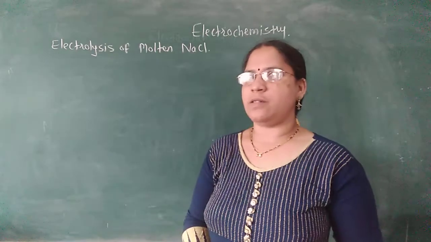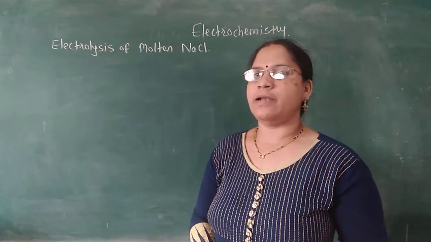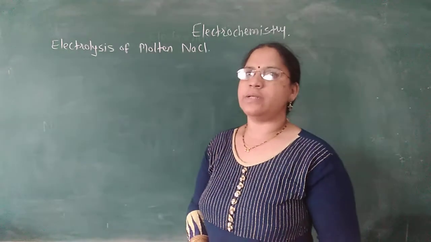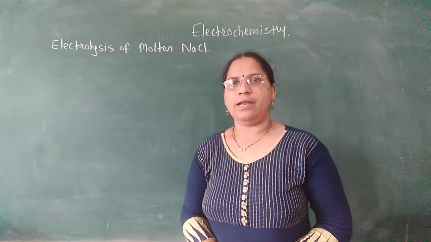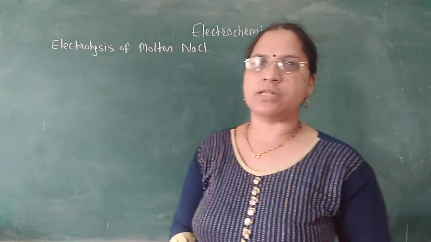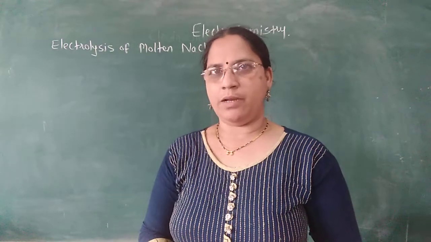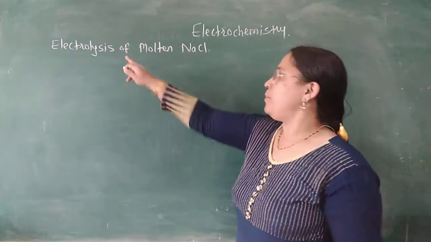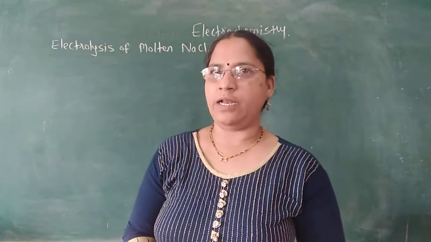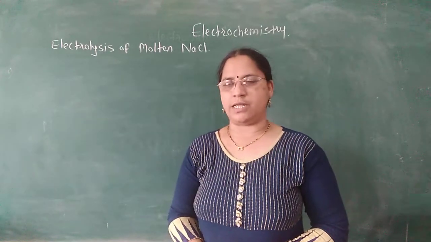When electricity is passed through the molten solution or aqueous solution of an electrolyte, the ionic compound gets broken into its ions. This is called the electrolysis process, in which electrical energy is converted to chemical energy. The example is electrolysis of molten NaCl. Generally the question is: define electrolysis and explain the concept of electrolysis for molten NaCl.